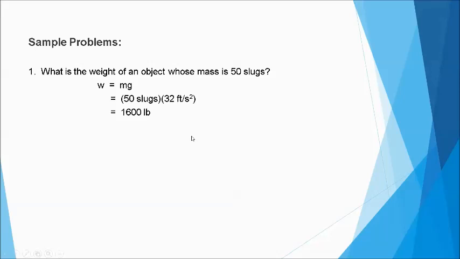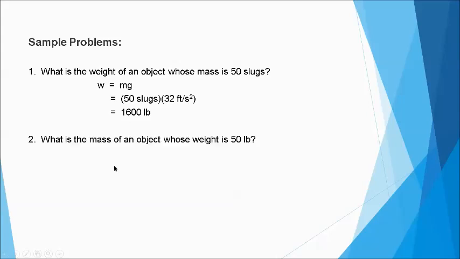Number 1, what is the weight of an object whose mass is 50 slugs? Okay, dali, ano? So weight equals mg, substituting the values given in the problem, solving out. Okay, so why did we use 32 feet per second squared? Because the mass is expressed in slugs. So now you see the guide there, when to use 32 or 9.8 meters per second squared. Okay, so solving out now, we get 1,600 pounds.